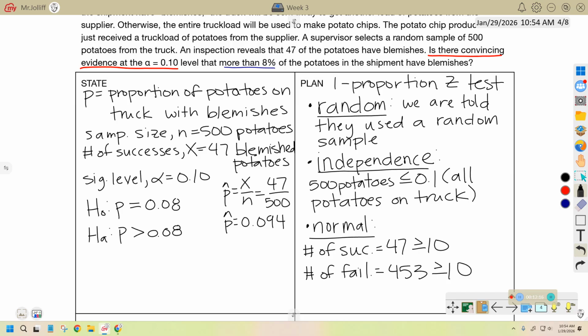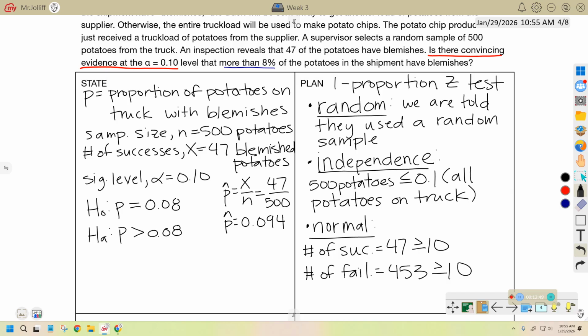So remember, we're checking these. This makes sure that my sampling distribution of p-hats is normal. That's how I can use the normal distribution to make a decision about my claims. Independence checks that I can use that formula for my standard error, square root of PQ over N. Random makes sure that the center of my distribution should be the population value. So we are checking center, spread, and shape.